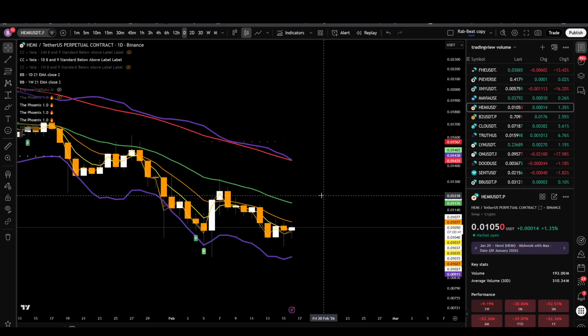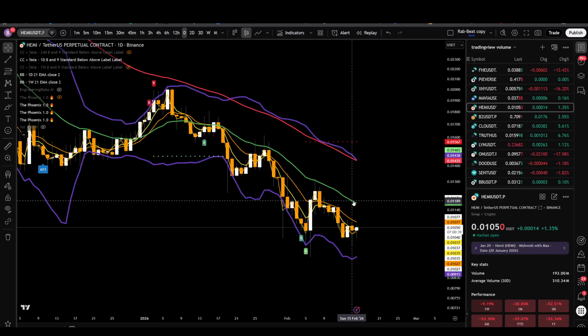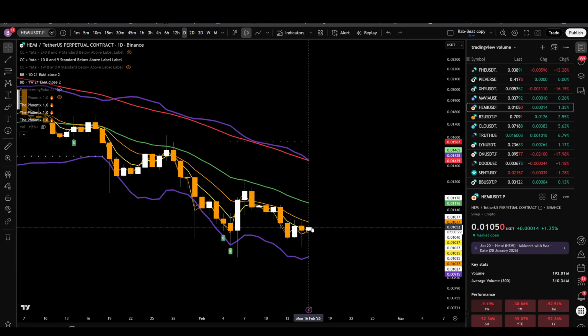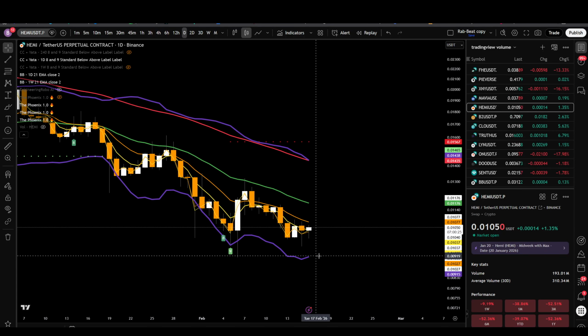Maybe it just comes up here and fails again, because every time it has hit this green line, it has failed. But that's the 21 EMA on the daily. This is the 51 way up here. So there's a chance it could push all the way up here. So you could go ahead and take a long here. It's a little bit risky. I mean, it could still come down one more time, but you could take profits here.